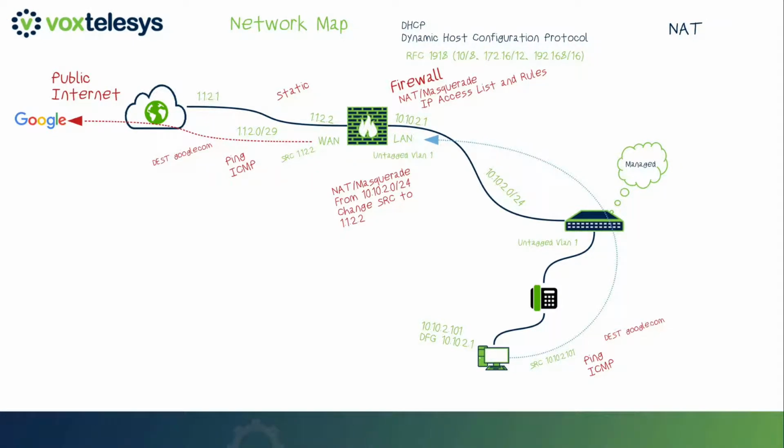So VLANs are a little complicated. They have to be configured at the firewall, switches, routers. Anything that's going to be touching it needs to know about it. So let's just go over what it is.